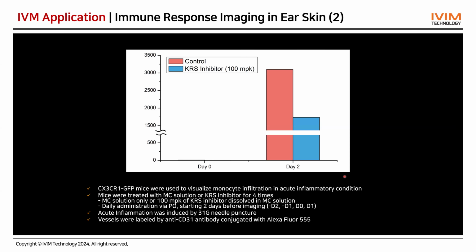So in this slide, you can see the analyzed data in a bar graph. You can compare the actual number of recruited immune cells with or without treating the KRS inhibitor.